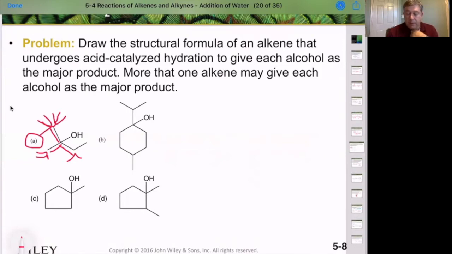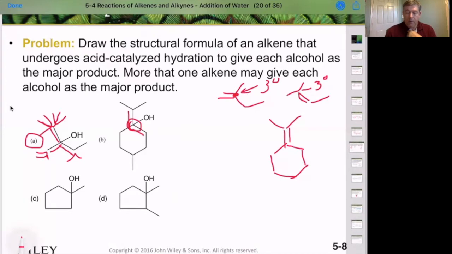So our one could be this compound or this compound. Both would give a tertiary carbocation at this center, giving us our tertiary alcohol. So in the case of number B here, that means that our double bond could have been here or here. Either way, it's going to give us a tertiary carbocation here. So our part B could be this right here.